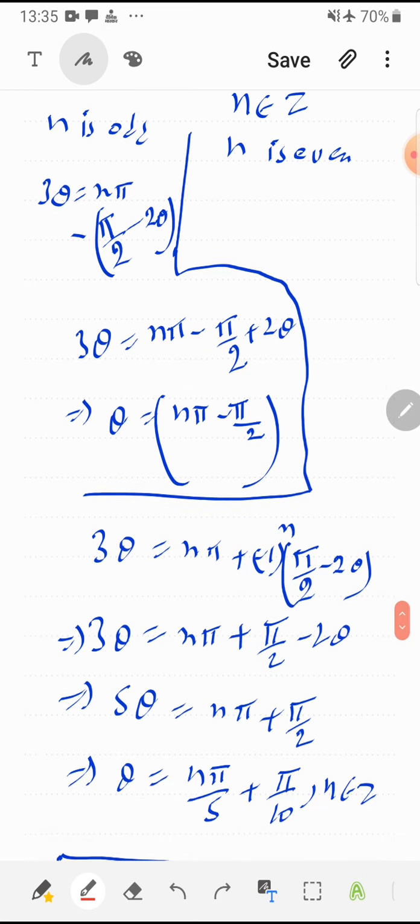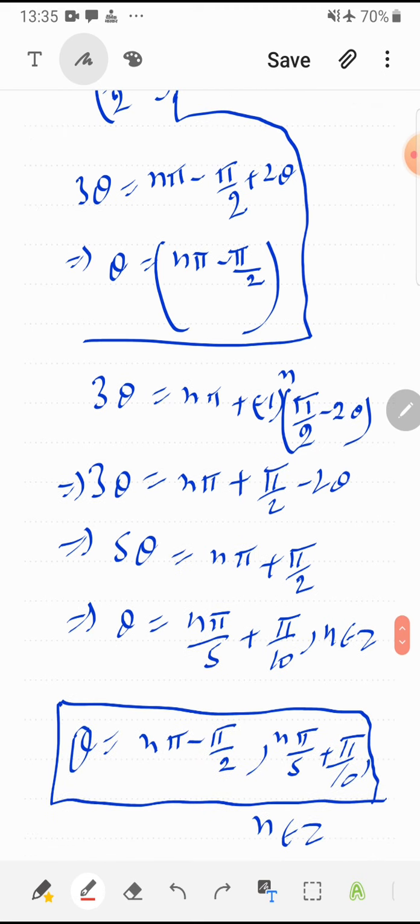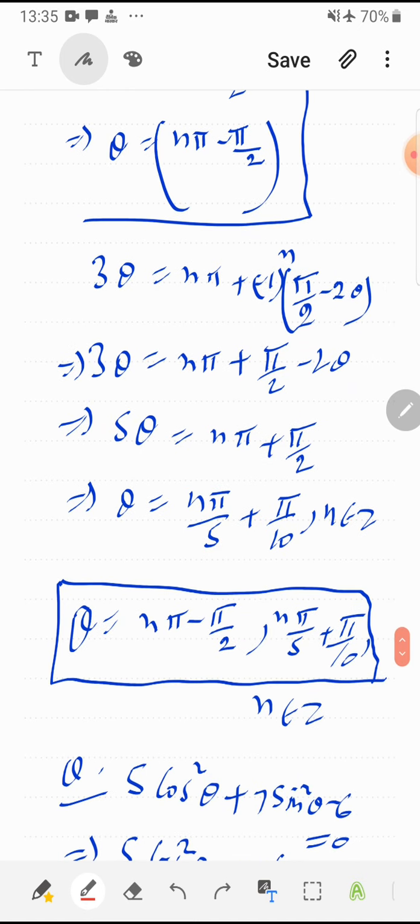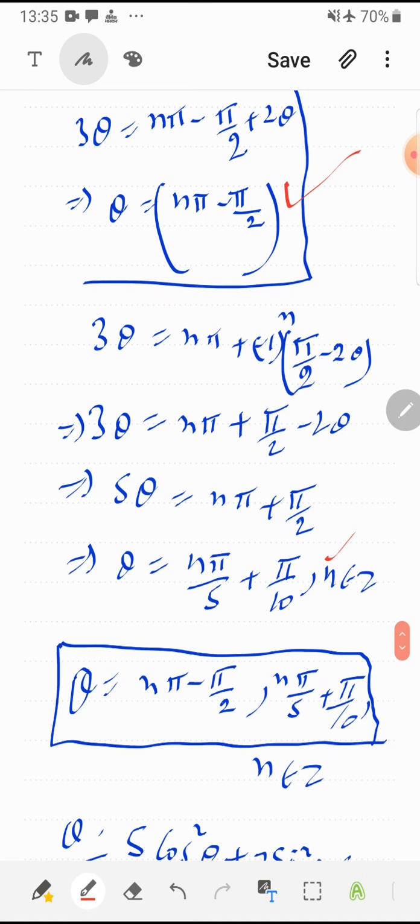Again I'll open the bracket, I shift the terms containing theta to the left hand side, and from here theta is equal to n pi by 5 plus pi by 10. So both these results, this and this, will make the solution. So theta is equal to n pi minus pi by 2, comma, n pi by 5 plus pi by 10, where n belongs to z.